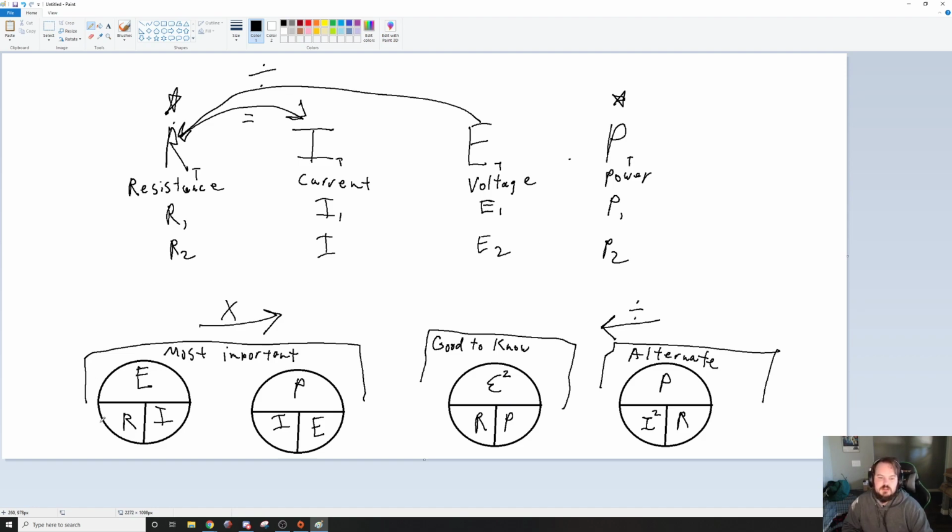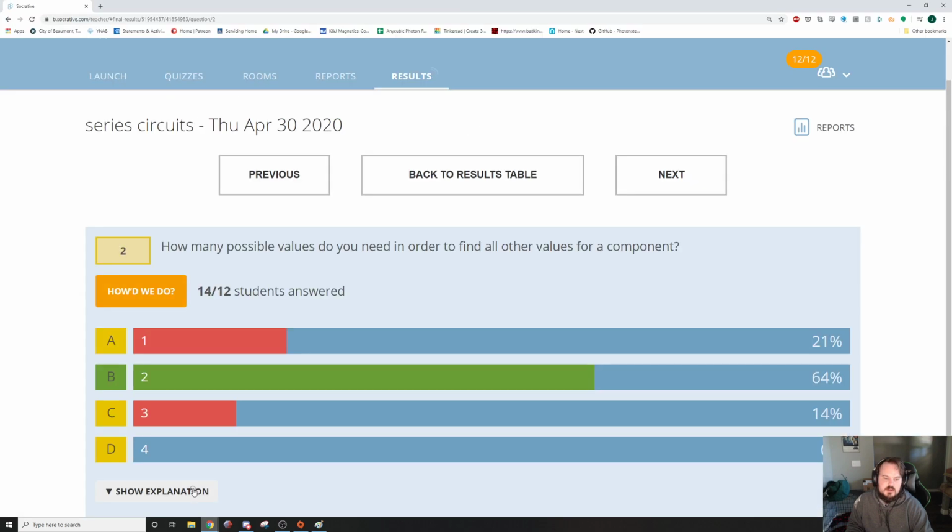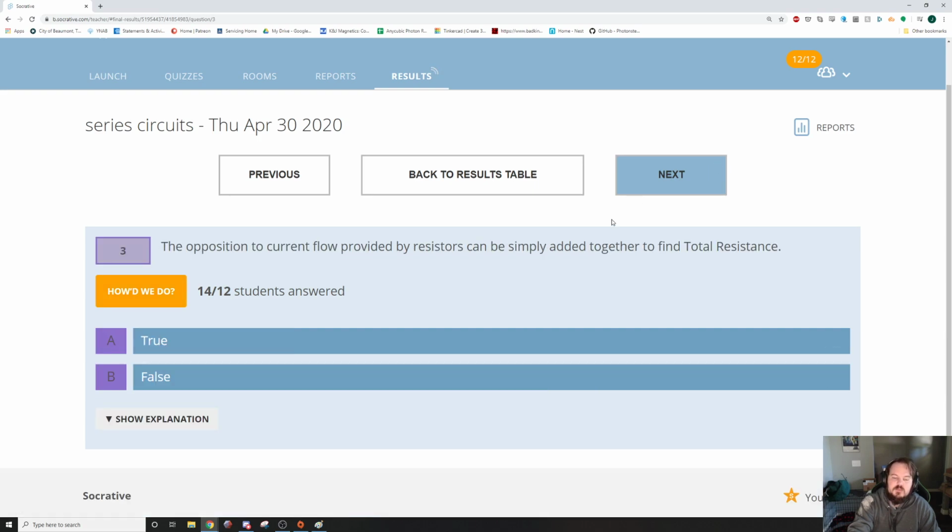So, that is a way more in-depth answer to this question than probably anybody expected. Y'all thought that was a throwaway question, but no. The opposition to current flow provided by resistors adds together.